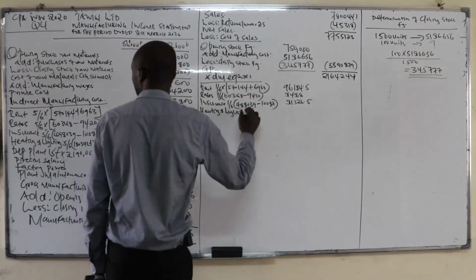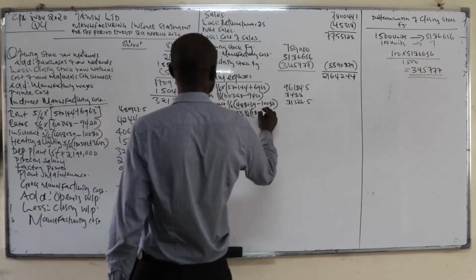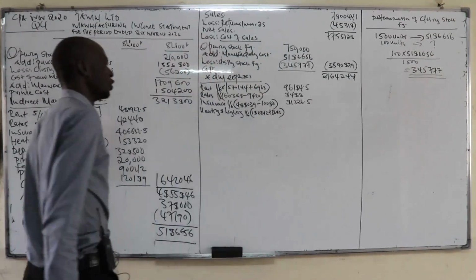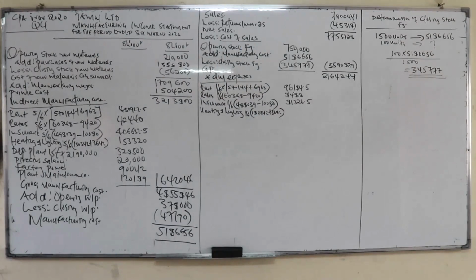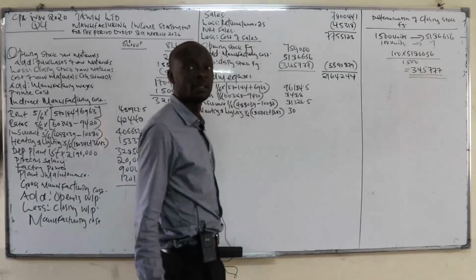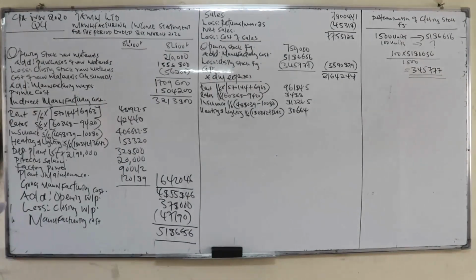And then we go to heating and lighting. One out of 6, 180,342 plus 36,42. What do you get? 30,36,664. That is heating and lighting. So we are through with those expenses that were shared between the factory and admin in note number 1, 2, and 4. So we go to depreciation, office equipment.